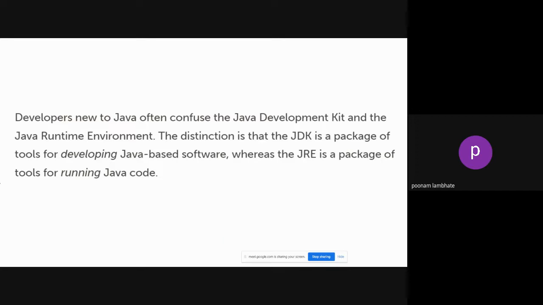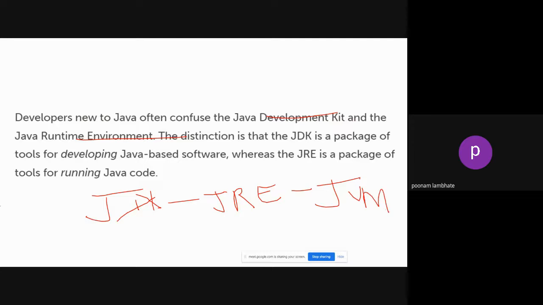Now developers who are new to Java often confuse JDK and JRE. But it is simple. I've told you that you first have JDK. Inside that you will have JRE, and inside the JRE what you will have? JVM. So just remember this. It can be asked in interviews. And the distinction is that JDK is a package of tools, as I said, a toolkit for developing Java-based programs or software, whereas JRE is used to run that software or program. So just install JDK and you're good to go.